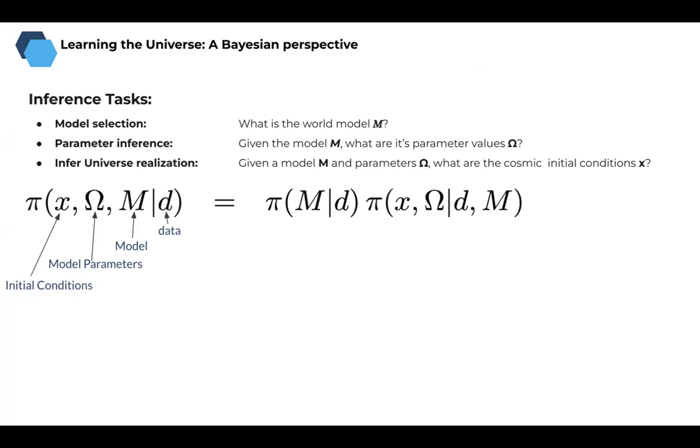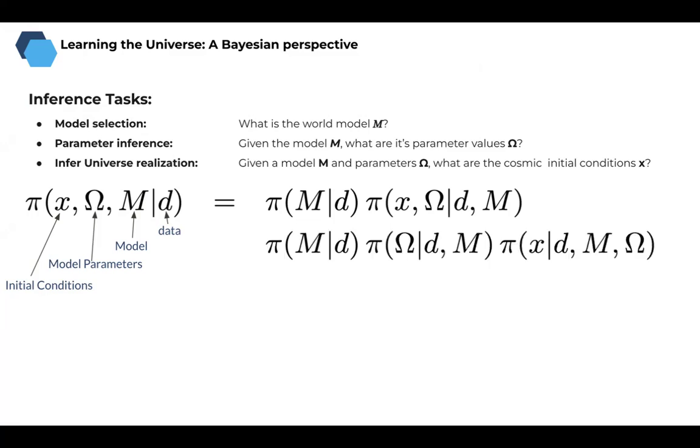By using Bayes factorization, we can factorize it as follows. The first term is the posterior distribution of the model given the data. The second term is the posterior distribution of the initial conditions and the model parameters given the data and the model. We can further factorize it into three terms: the first is the posterior of the model, the second is the posterior of the model parameters given the model and the data, and the last one is the posterior of the initial conditions given the data, the model, and the cosmological parameters.